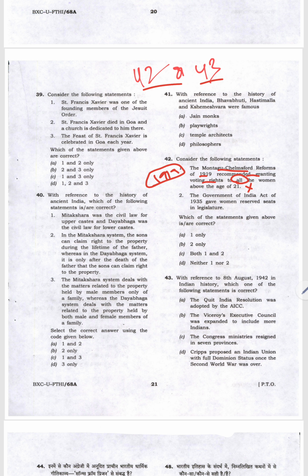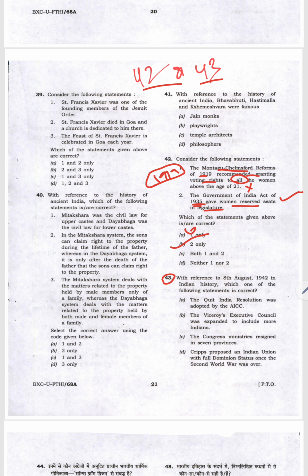So this is absolutely wrong. And you see, in 1935, which we follow, because the majority of the Constitution is derived from the 1935 Act only. So gave women reserved seats in the legislature. Absolutely, this is right. So I can heartfully say that one is wrong, two is right. So this is how you need to do. Even 43 can be used as a trick.